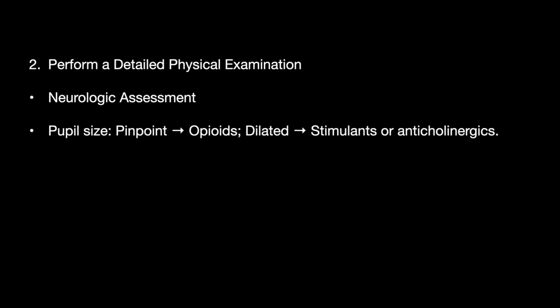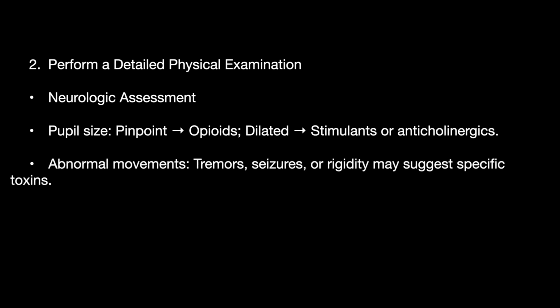The next is perform a detailed physical examination. In this, do a neurological test, which is the most important and the first one that should be done. That is pupil size. Check if it is pinpoint. If it is pinpoint, it points towards opioids. If it is dilated, then it points towards stimulants or anticholinergics.